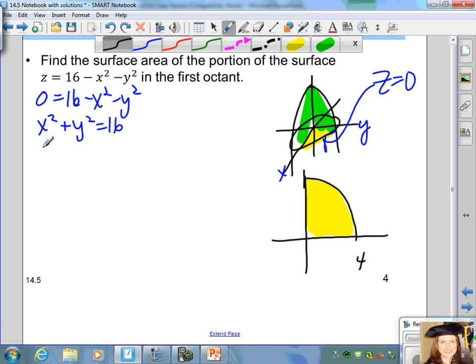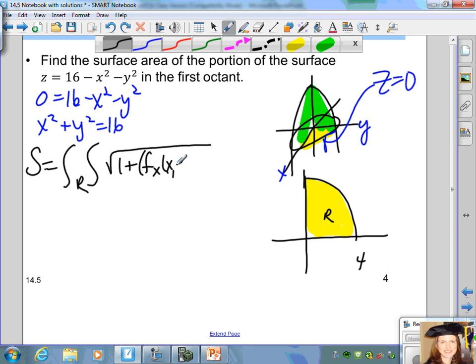And again, recall the formula for surface area is equal to a double integral over R, where R is our base region, of the square root of 1 plus the partial derivative with respect to x, that quantity squared, plus the partial derivative with respect to y, that quantity squared, times your differential area.